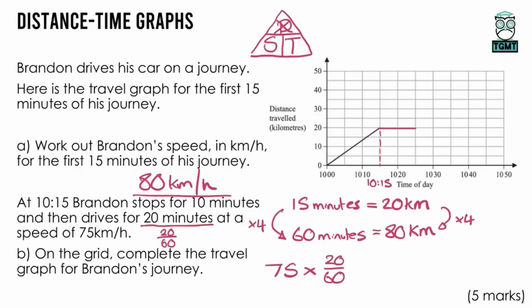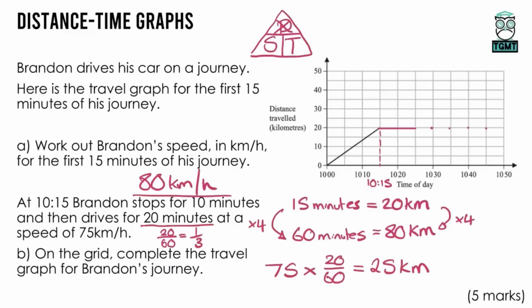So we're doing 75 times 20 over 60. If we type that in, that comes out as 25 kilometres. So Brandon does 25 kilometres in the 20 minutes. You could think about this in lots of different ways though. That is 1/3 of an hour. So if it's 1/3 of an hour and he does 75 kilometres per hour, well, 1/3 of that is 25. So lots of different ways that you can think about these questions. So in 20 minutes, let's figure out how far along that goes. Well, each line is 5. So if we imagine 1, 2, 3, 4, that gets us 20 minutes across. It just needs to go 25 kilometres up.